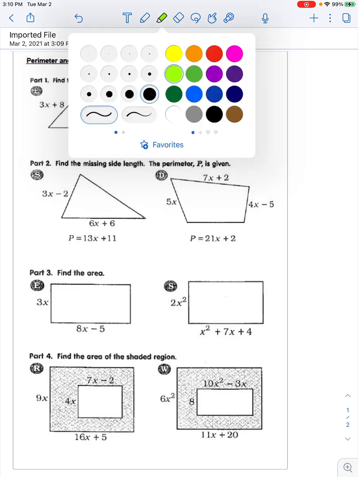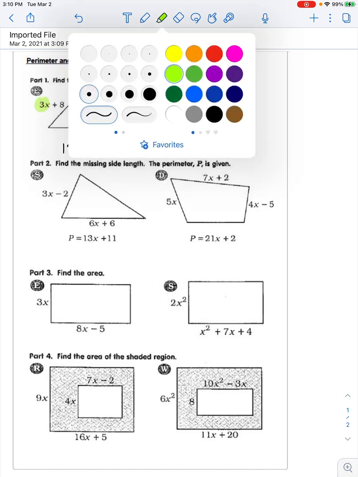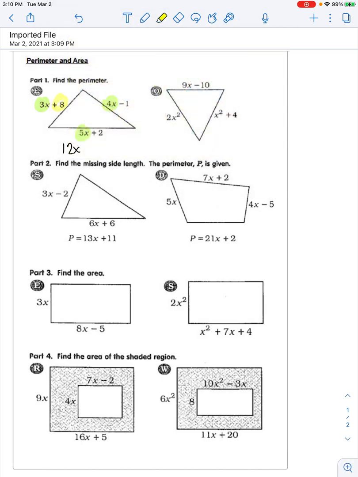So for the first thing I notice that needs to be combined are my x's. So I'm going to combine 3x plus 4x, which is 7x. 7x plus 5x is 12x. Next, I'm going to combine my constants. So I have 8 plus 2 is 10.